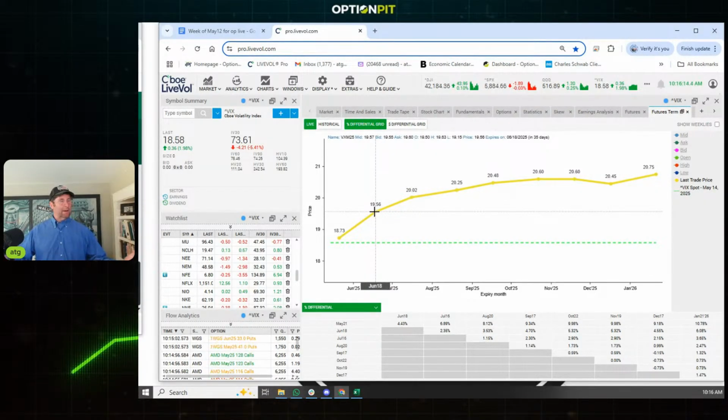Is everybody clear on why that is? Generally, if volatility futures are going up, the market is expecting SPY, SPX to go down. Is everybody clear on that?